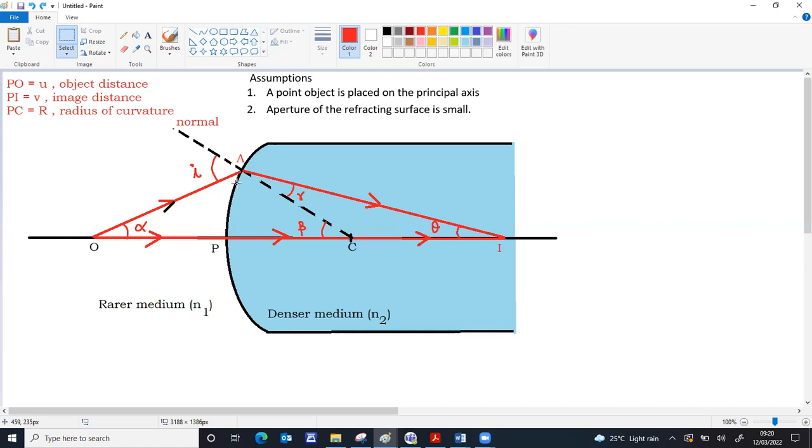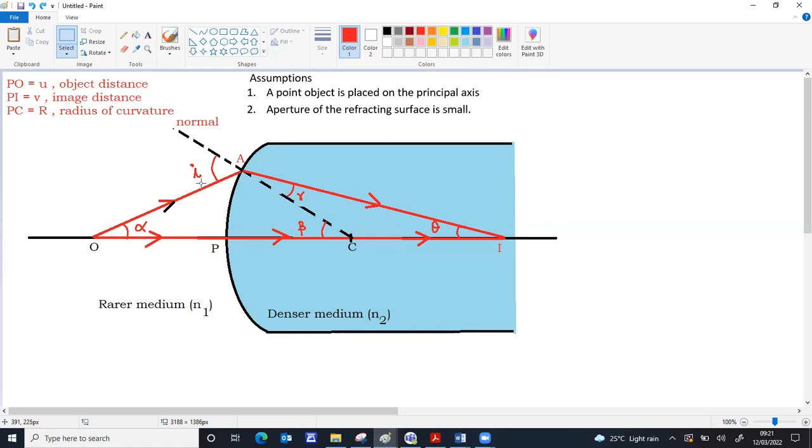So if it's very small, you feel PA to be an arc, but PA can be taken as a straight line because P is very close to A. For a small aperture surface, A is very close to P. So you can take PA as a straight line, even though it feels like an arc. That's the meaning of the assumption. And when A comes close to P, alpha, beta, theta, i are all small angles.